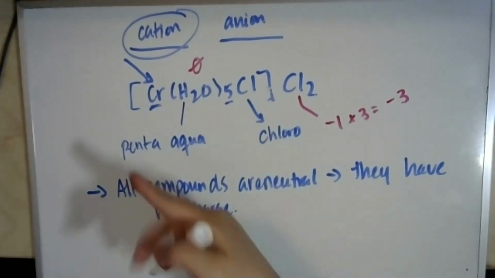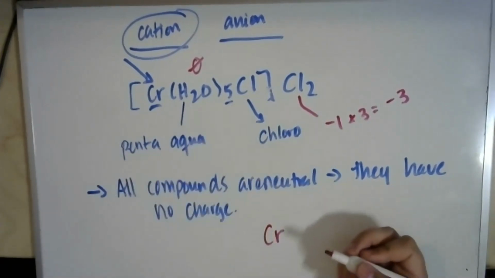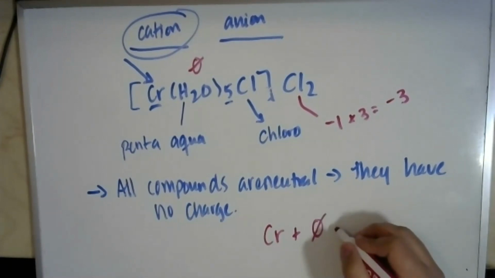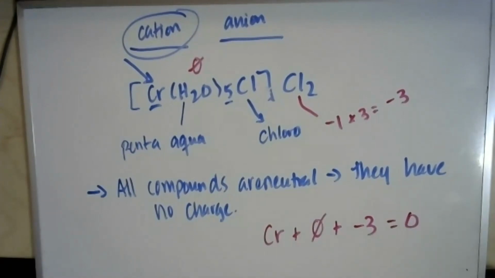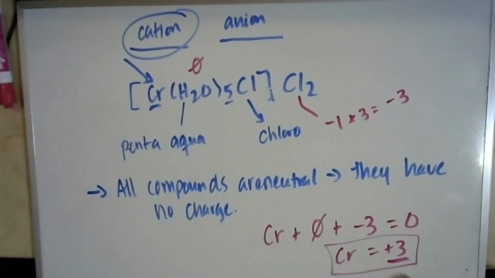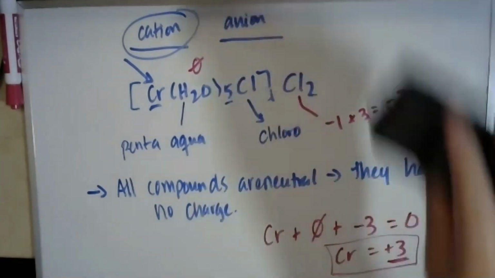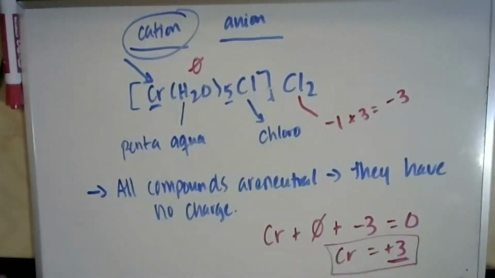So that means that my chromium ion plus the water plus the 3 chloride ions needs to equal 0. And what that means is that my chromium ion has a charge of +3 or an oxidation state of +3. Okay, so using that method, we just figured out what the charge on the chromium is, and we need this charge as part of the name because you have to name the charge along with the metal for these. Okay, so this is going to be chromium 3.